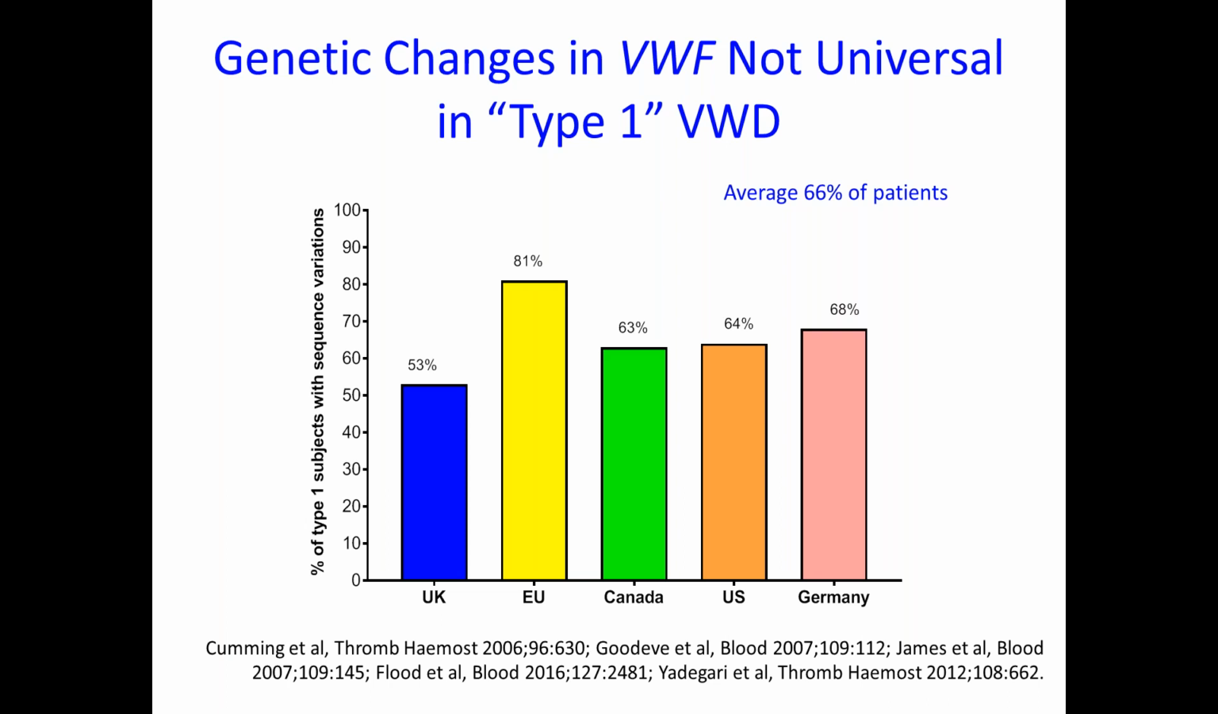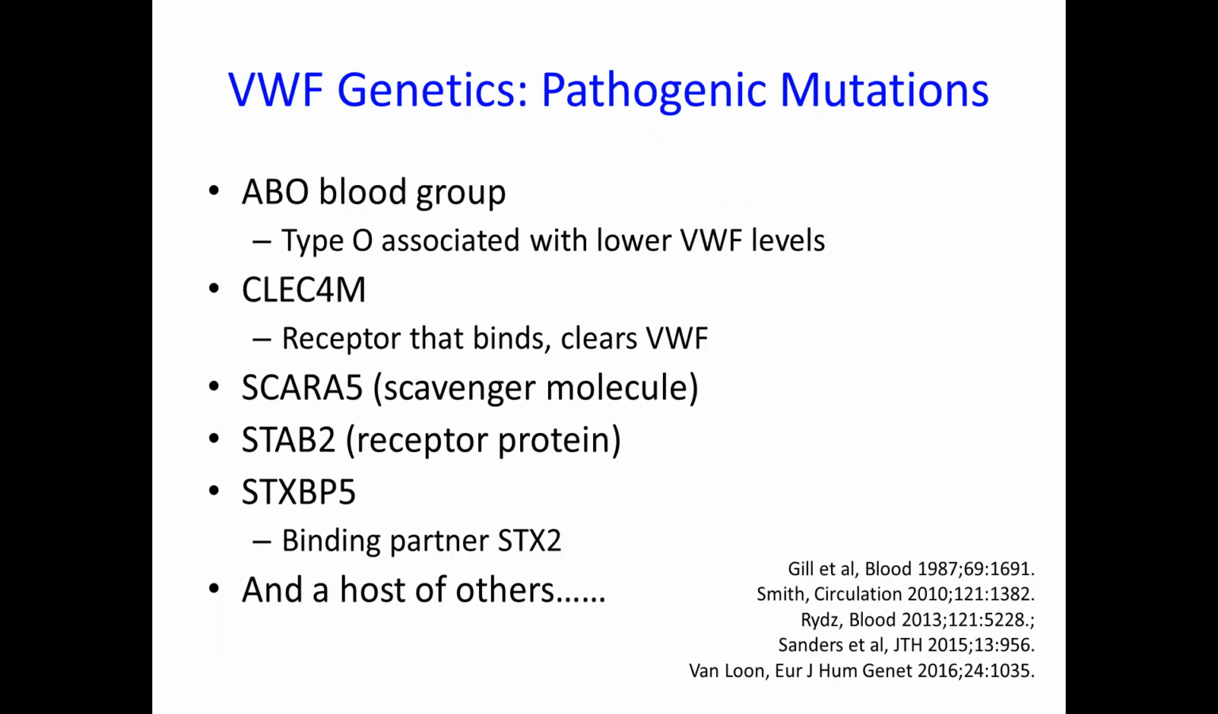I want to take 1 minute, since time permits, to highlight some of the pathogenic mutations that are coming out that are not part of the VWF gene. So one of those is the ABO blood group. And again, Joan Gill showed this 30 years ago, that type O is associated with lower VWF levels. We've also seen this in children, that children can have lower VWF levels, and we know levels increase with age.